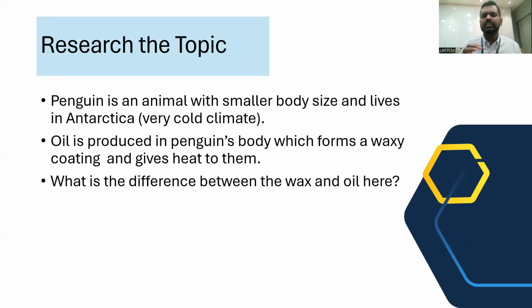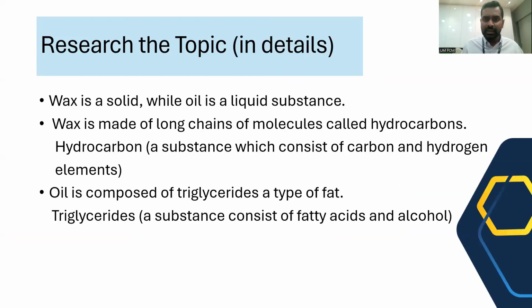I found out that the penguin is an animal with a smaller body size, but lives in the Antarctic, which has a very cold climate. There is some secretion of oil in their body, which converts into wax, and this produces a coating for the penguin. That interested me. Oh, what is the difference between oil and wax? So what is the difference? Maybe oil is something that we use in a house, and wax is normally a candle, as simple as a candle you can see. But what is the difference between them? That made me even more interested in studying the details about the topic.